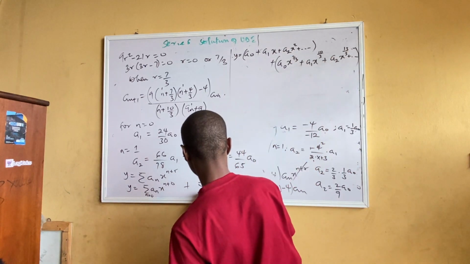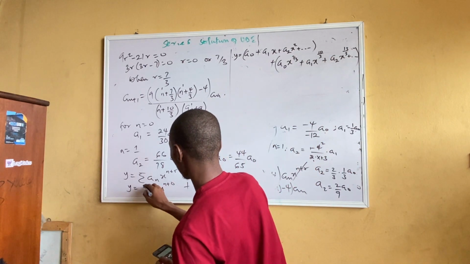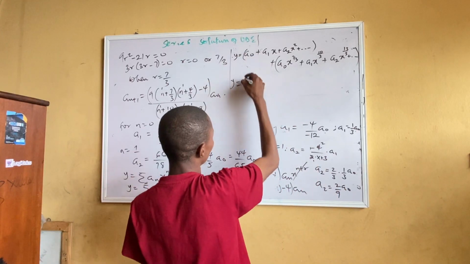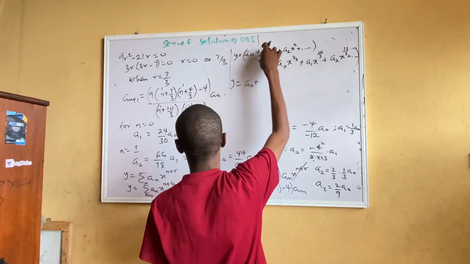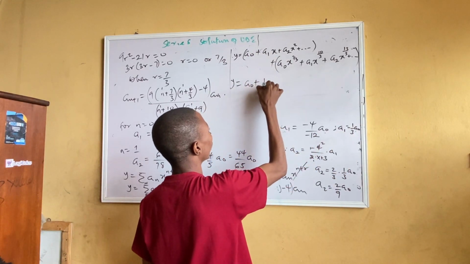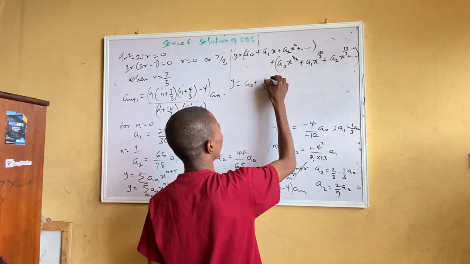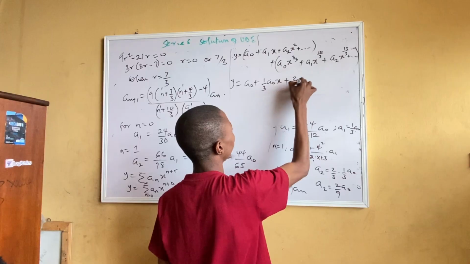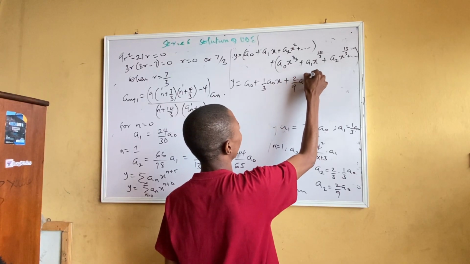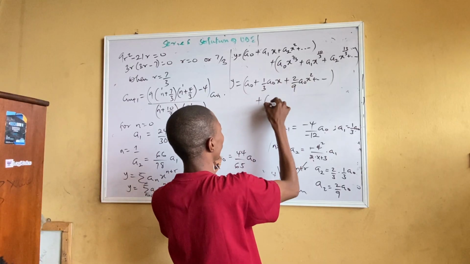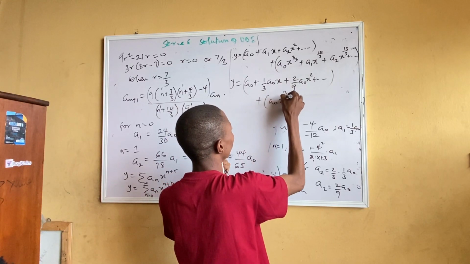Okay, so let's put the limit from 0 to infinity. Alright, so y equals, what is a naught? A naught is a naught. That's not a problem. A1 is what? For the first one, 1 over 3 a naught. I will factorize. Okay, don't worry. What is a2? A2 is 2 over 9 a naught x squared plus dot dot dot. Then plus the other one now. A naught x to the 7 over 3.